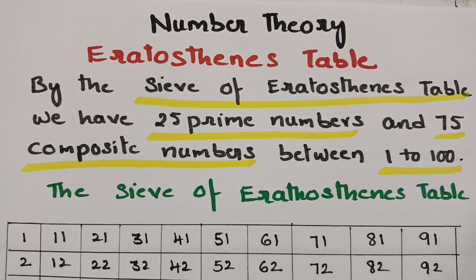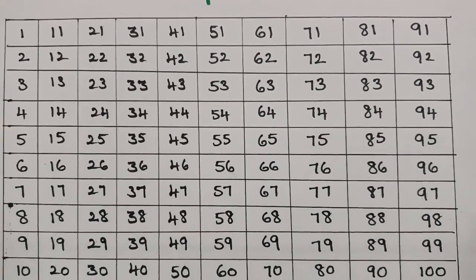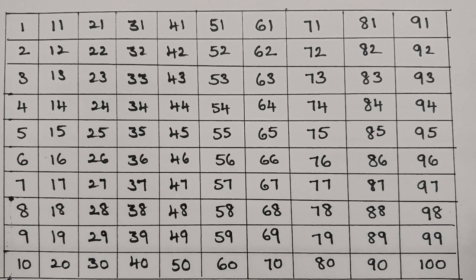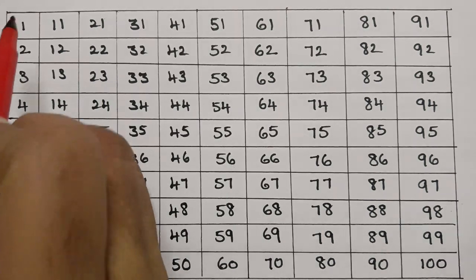By the sieve of Eratosthenes table, we find 25 prime numbers and 75 composite numbers between 1 and 100. So how do we show this sieve of Eratosthenes table? See here, there are exactly the numbers 1 to 100. First of all, the minimum prime number is 2. That's why I'm cancelling this 1.